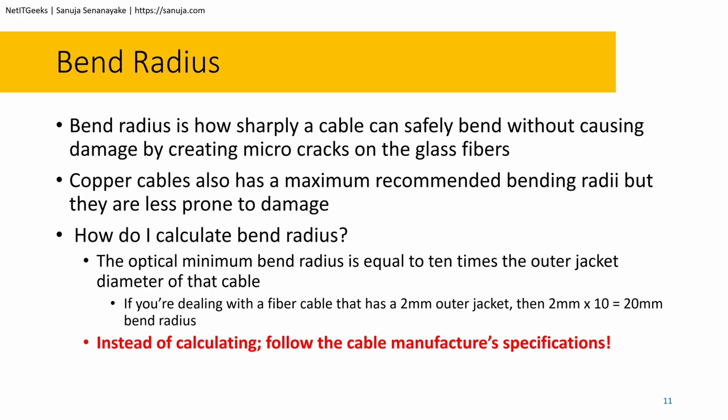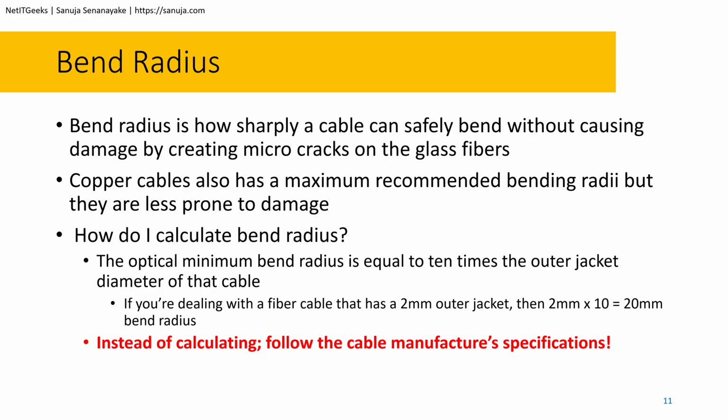Copper cables also have a maximum recommended bending radii. Radii is the plural of radius, but copper cables are less prone to damage. Depending on the type of copper cable, you may have a smaller or a larger bending radius, but you can bend a lot before it actually starts breaking down and causing a headache for you. And typically with copper cable, it's not the bending radius that actually matters. What really matters is if you keep bending and straightening, bending and straightening, causing the copper cable to wear out. That's what copper cables usually do.